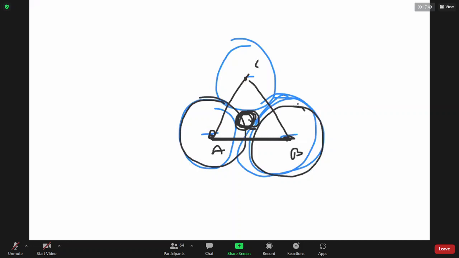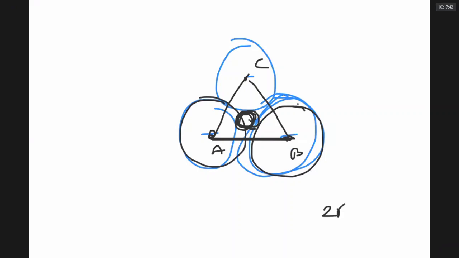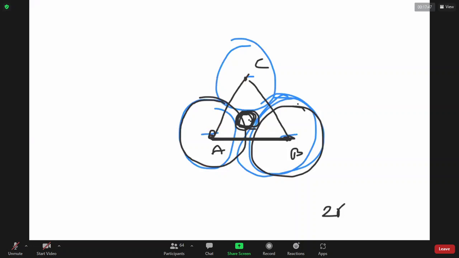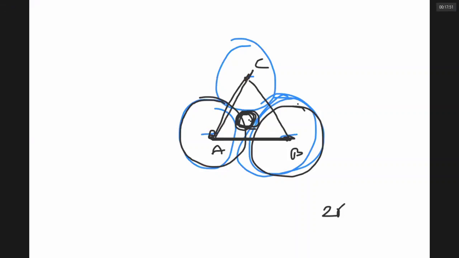Triangle. It is equal to 2r. Yes or no? 2r, yes, sir. Well, ladies and gentlemen, now I want to drop a perpendicular.